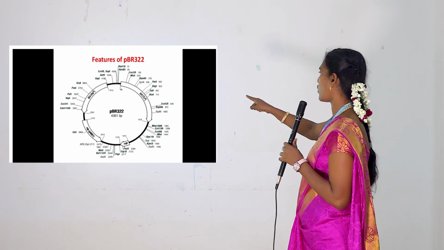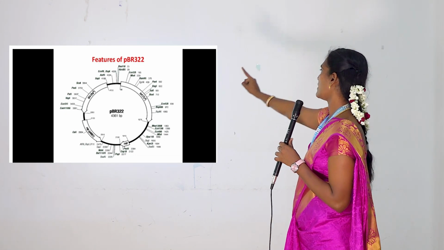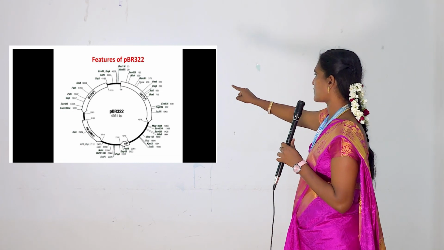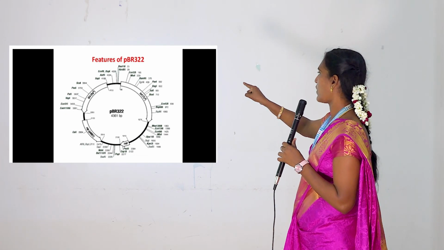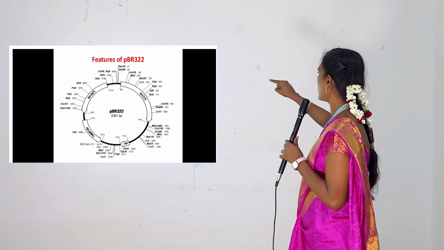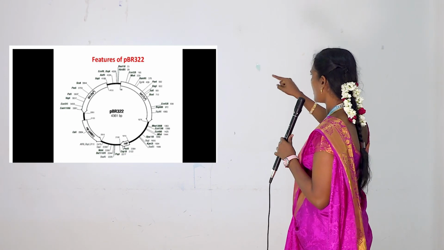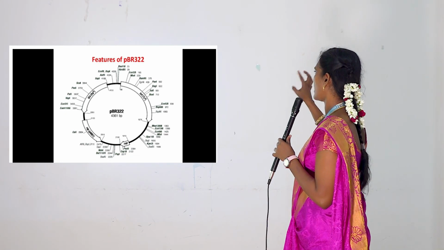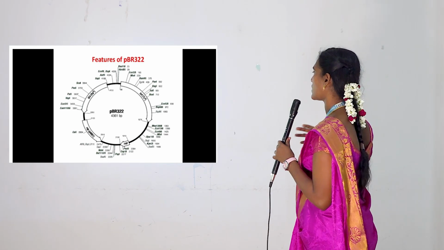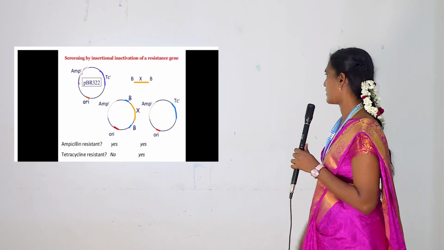pBR322 is 4361 base pairs and has an ampicillin resistance gene and a tetracycline resistance gene. The ampicillin resistance gene contains restriction sites for ScaI, PvuI, PstI, and others. The tetracycline resistance gene contains BamHI, SalI, and others. These are all cloning sites for insertion of our gene of interest with the help of restriction enzymes.